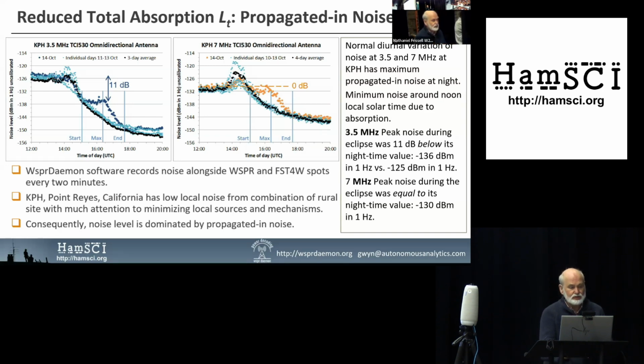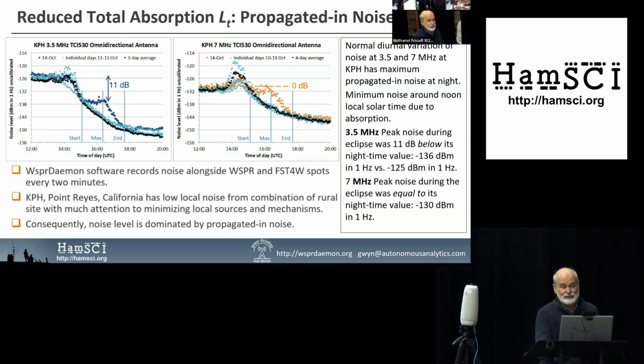Now, what happens during the eclipse day? So these are normal days, and this is the eclipse day at the start. Almost immediately there is a change of slope. The noise level stays high until the maximum of the eclipse, and now it's 11 dB below that of nighttime noise, and then it falls away. And at the end of the eclipse, the noise level has returned to that of a normal day with normal D and E region absorption.